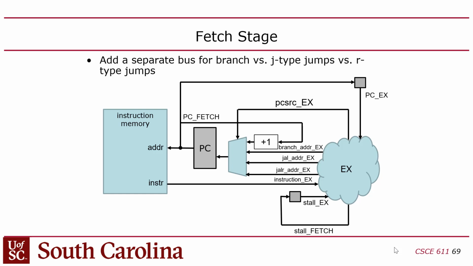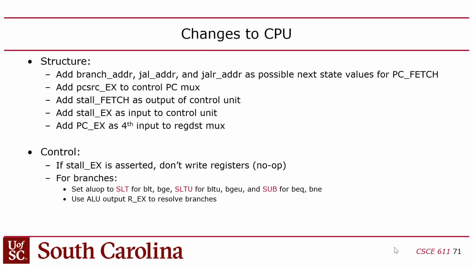But if the branch is not taken, then the PC source will be 0, right? So you're not going to stall if you have a branch instruction that's not taken, right? Yes? Conditional branches, because that's not resolved with just the 0. That's right. Yep, I'll get to that.